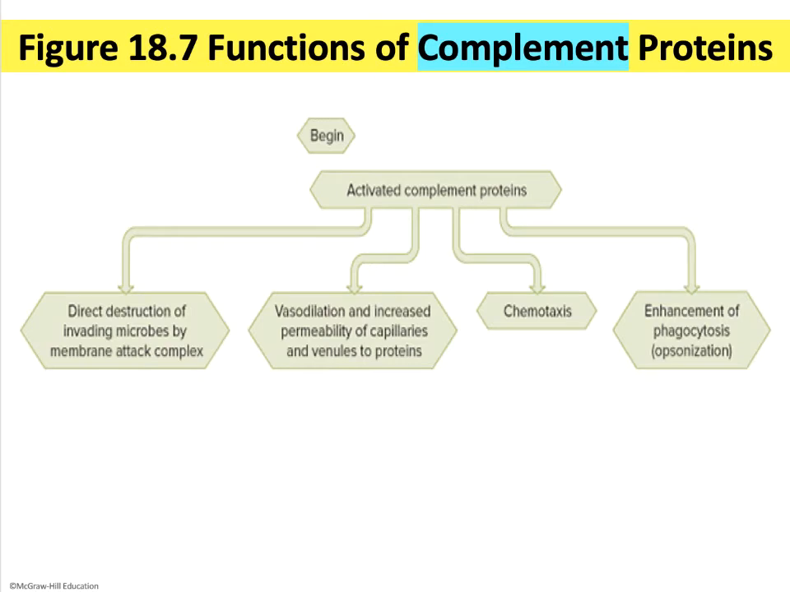Figure 18.7 relays some of the known functions of complement proteins in the human body. So the first path is direct destruction by forming the MAC complex. The second mechanism is vasodilation and increasing permeability of capillaries and venules to proteins, and those proteins may be bactericidal. The chemotaxis of cells to the location where the complement proteins detected the presence of pathogen by binding. And of course, as we just spoke about on the previous slide, the enhancement of phagocytosis by coating the surface of the pathogen.